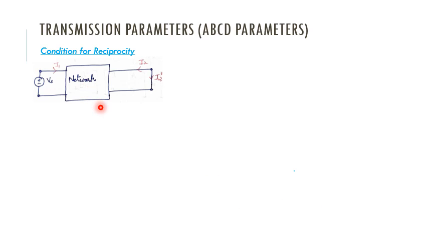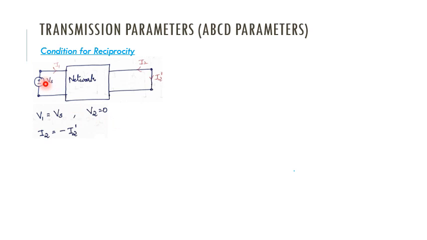Let's consider the network. Here excitation is given at port 1 and response is measured from port 2. Short circuit current in port 2 is the response. And here excitation to response ratio will be Vs by I2 dash. Now our aim is to find out Vs divided by I2 dash.